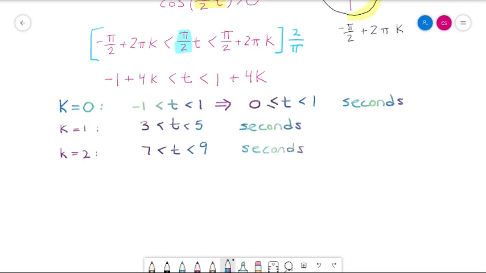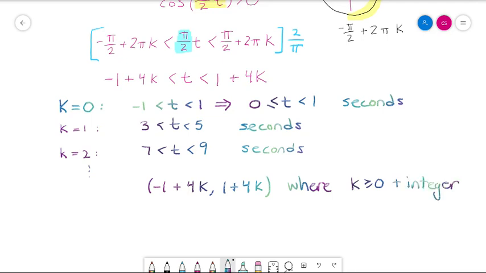etc., etc. So just continuing this pattern, it's going to be on this interval, just like we said above, where k is greater than or equal to 0 and an integer. That's where we're going to be moving in a positive direction.